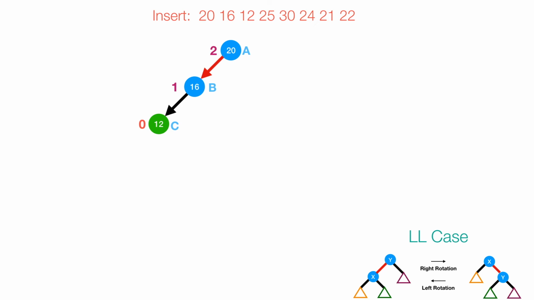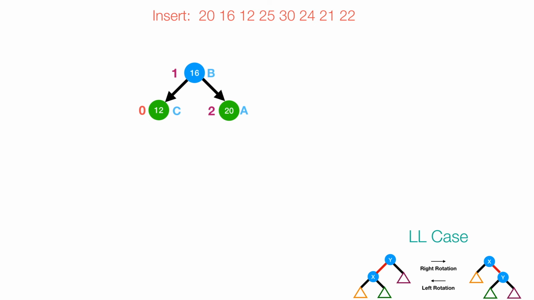Now what we're going to do, as you remember, is take the link between A, B, imagine we have our hand on that link, and moving it in a clockwise direction. So what happens is 20 goes below and 16 goes above, like this. And then we update the heights of 20 and 16.